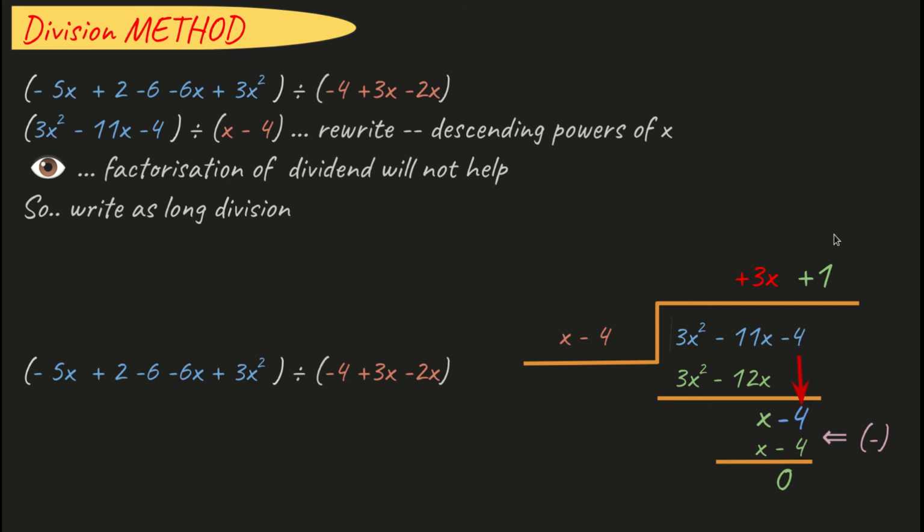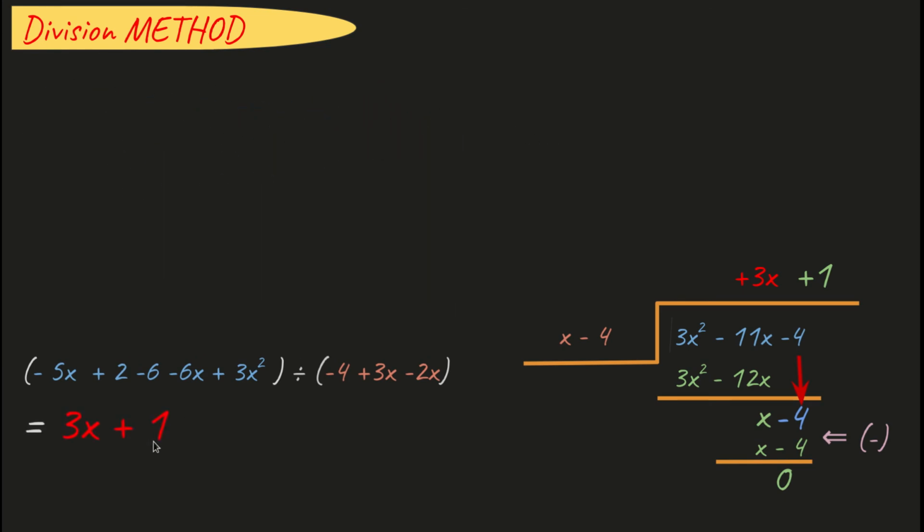So to get back to our original problem, that polynomial divided by that polynomial equals 3x plus 1.